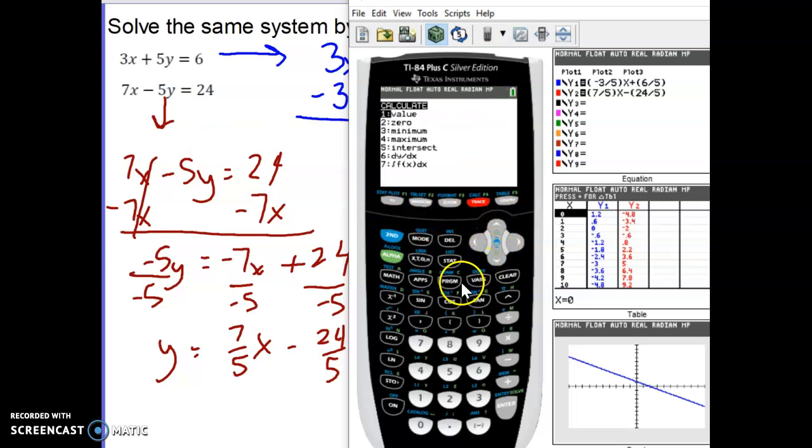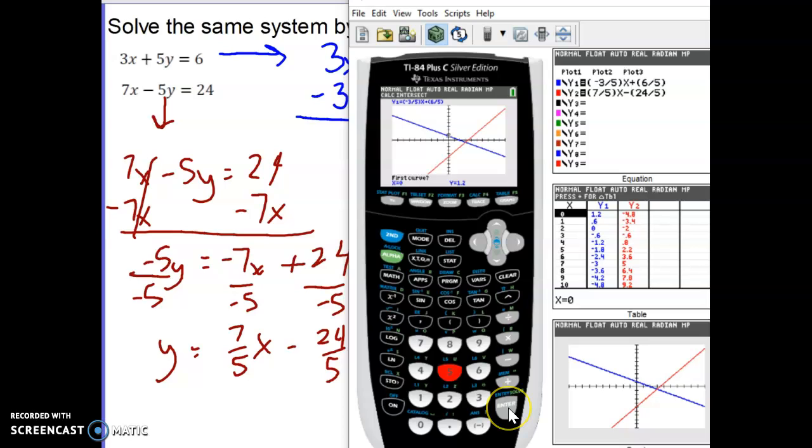Second, calculate. Do you remember which one to pick? I'm going to pick number 5, intersection point. First curve is blue. Second curve is red. All right, let's scoot over here and guess. All right, and the answer that I got is... I'm sorry, negative 0.6. You can see the little negative right there.